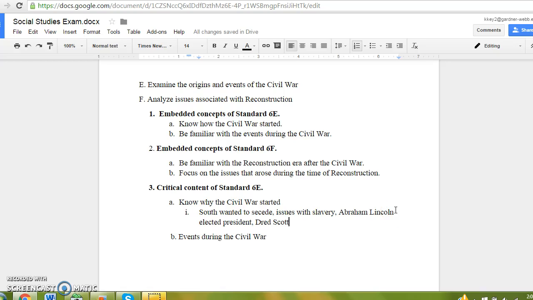This week the standards we are unpacking are Standard 6E and Standard 6F. Standard 6E says examine the origins and events of the Civil War. Standard 6F says analyze issues associated with Reconstruction.